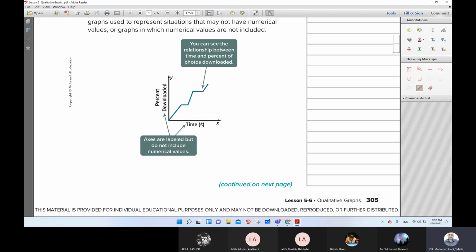As you see in this graph, here we have time on the x-axis, and here we have downloaded percent on the y-axis, and here we have the graph. The axes are labeled, but don't include numerical values. For the graph, you can see the relationship between time and percent of photos downloaded.